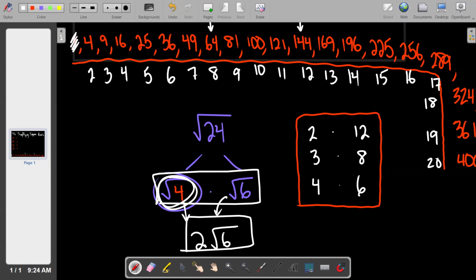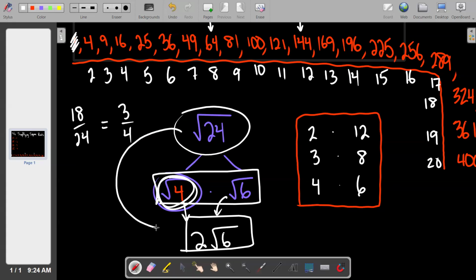It's no different than if I had a fraction like 18/24, and then I rewrote the fraction by dividing them both by 6, and I wrote it as 3/4. All we're doing is essentially simplifying. So we're taking an ugly radical square root and breaking it down into a cleaner version of itself.